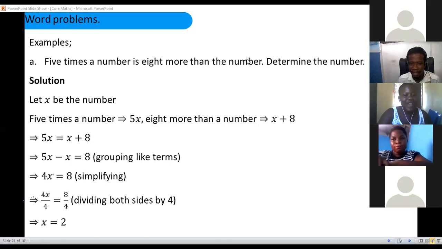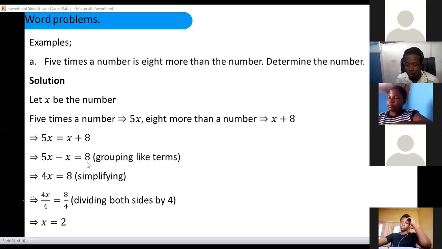Because sometimes, when you are under examination condition and you write 5x minus 8 is equal to, let's take it from here. You have the equation 5x is equal to x plus 8. With little confusion, you might lose everything that you are doing. You don't know what you are doing next. Even 3 plus 1, you find it difficult to write it as 4. So this will guide you when you put it in a grouping like terms.